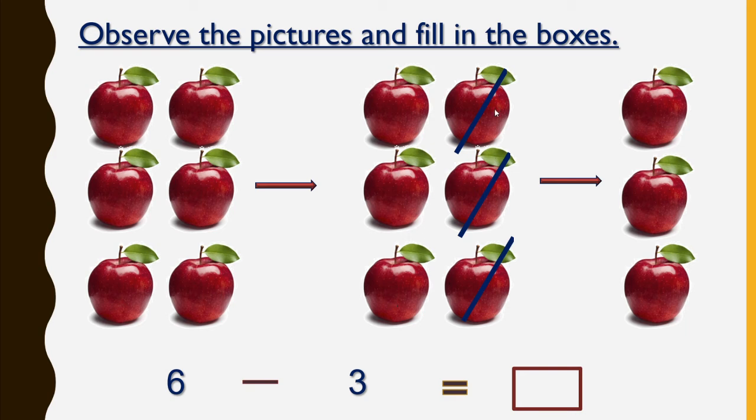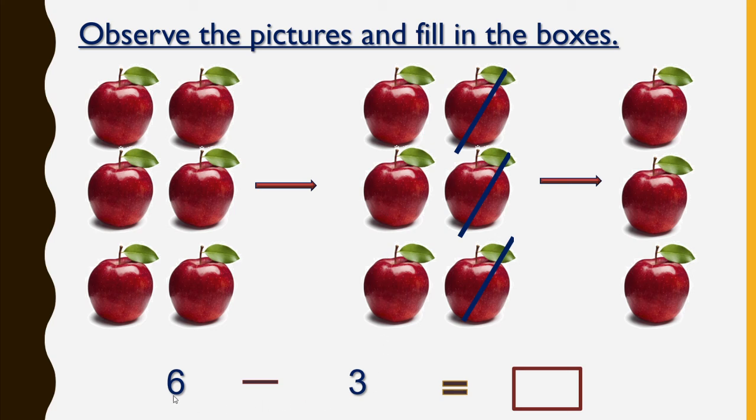Out of these 6, 3 are cut. See here, this cut line is put. Right? Means 3 eaten. These 3 apples are eaten. One by me, one by you, and one by your friend. Right? So only 3 remained here. Correct? 1, 2, 3. 3.